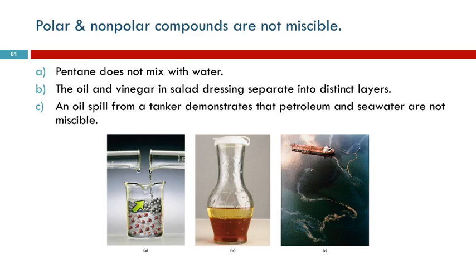Examples: pentane and water don't mix. Pentane is nonpolar, water is polar. Oil and vinegar. Oil is nonpolar, vinegar in water is polar. Oil spilled on the ocean. The oil, the petroleum product, is nonpolar, and so it stays together with itself. It's excluded by the water. They don't mix together. It's because of the different types of intermolecular forces.